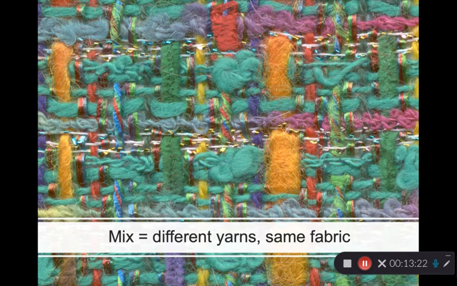A mix is different yarns in the same fabric. And so this is a real visual display of a mix where it's obvious that the yarns in each direction here are doing very different things. Here I see a shiny yarn that's certainly some kind of synthetic, but then I see this very loose kind of spun yarn here as well. And so this is a mix with different yarns in the same fabric.